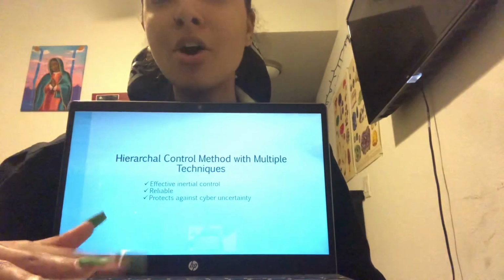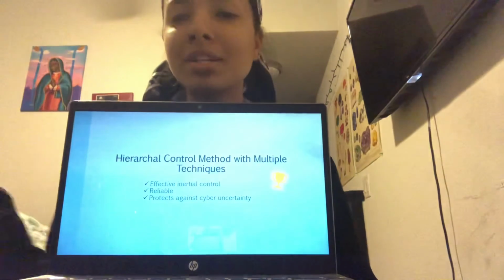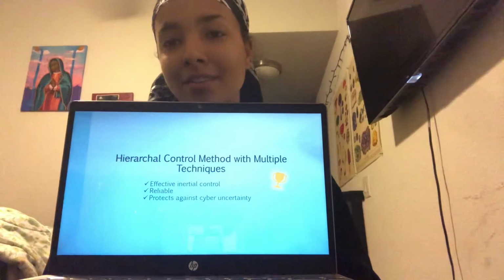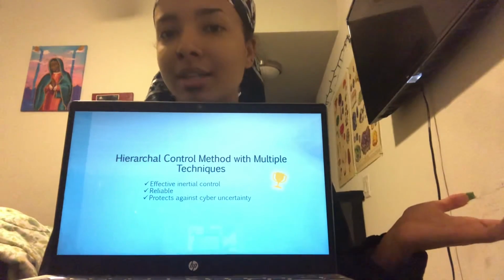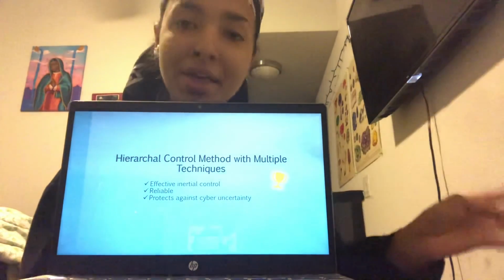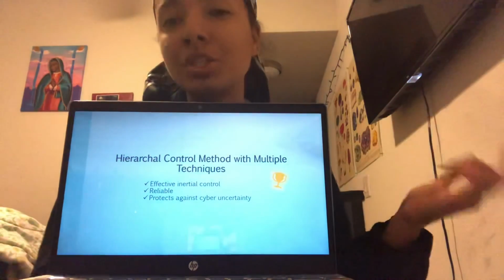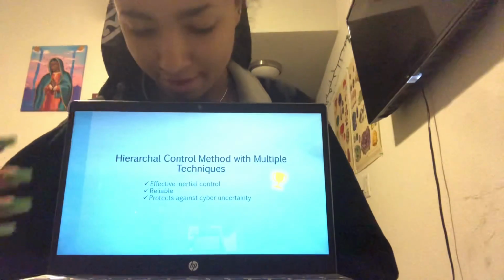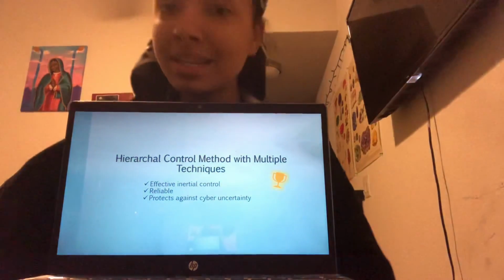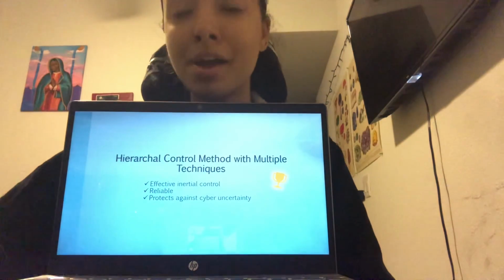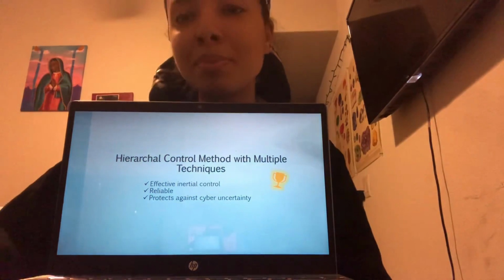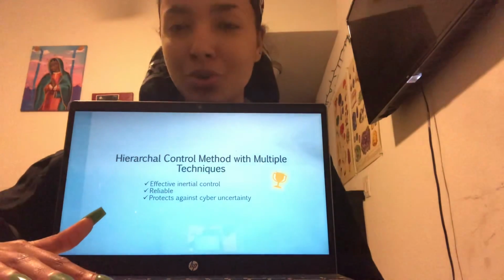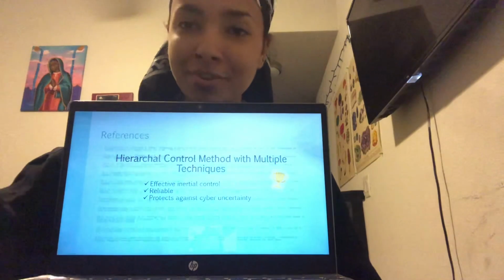So when we're considering all of these options, we found that a hierarchical control method with multiple techniques would be the most effective. Now earlier we found that techniques that used multiple methods or a hierarchical method with just one technique were also effective. However, when ensuring reliability, the effectiveness of their inertial control, and cyber uncertainty, it was clear that a hierarchical control method with multiple techniques implemented would be the most effective in establishing inertial control for wind turbines. Here are my references.